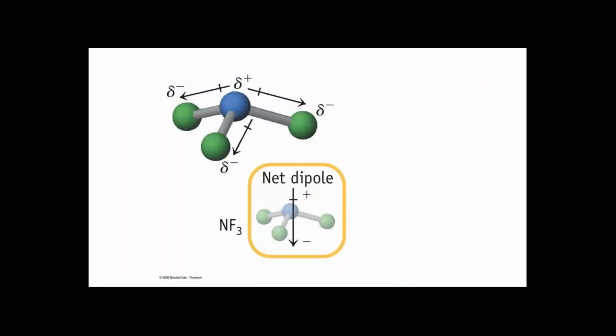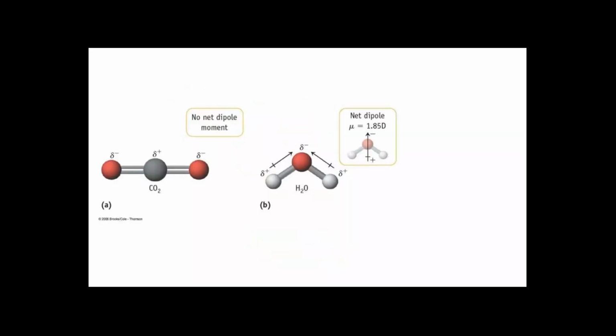This molecule, however, NF3, will have a dipole because all of these are pulling downwards. And therefore, this time, because the molecule isn't flat, there'll be a dipole moment. No dipole moment in carbon dioxide because the delta negatives will cancel each other out. But water, there is a net dipole.